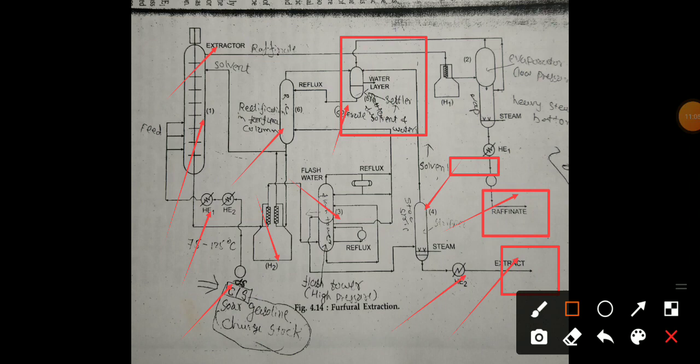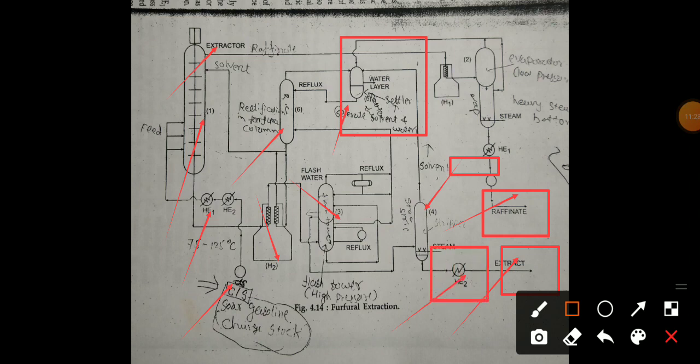Relatively, solvent stripping from the extract water mixture is tedious but has to be done. And then the extract from the bottom of the column is heated in heater H2. This is H1 and this is H2.